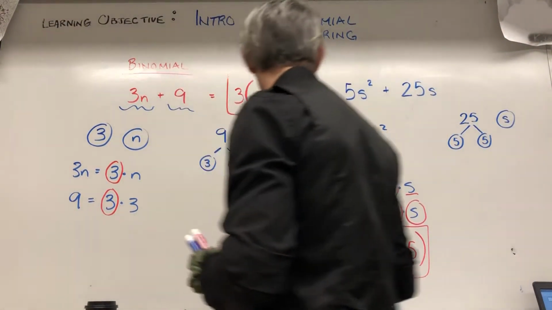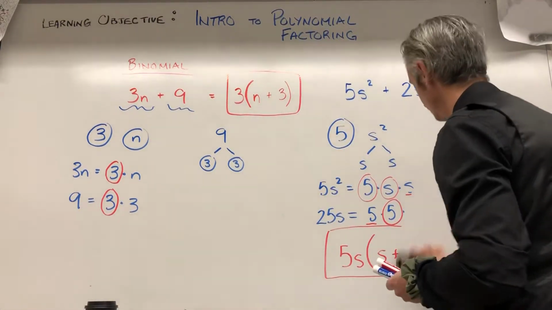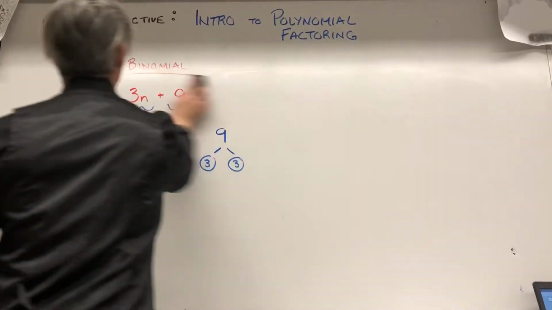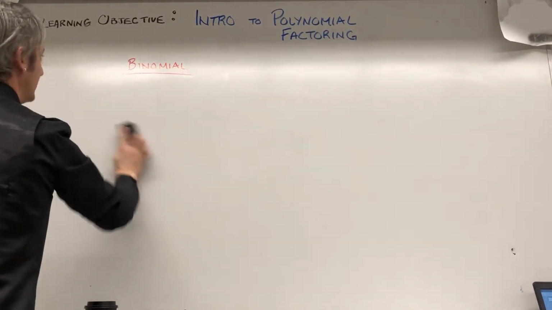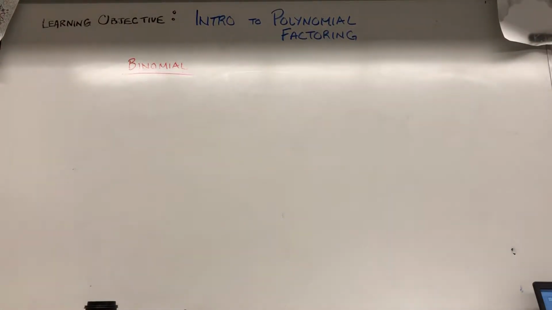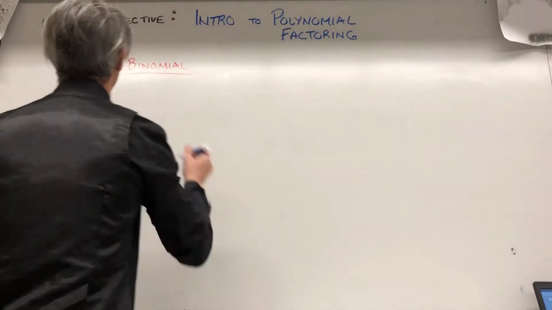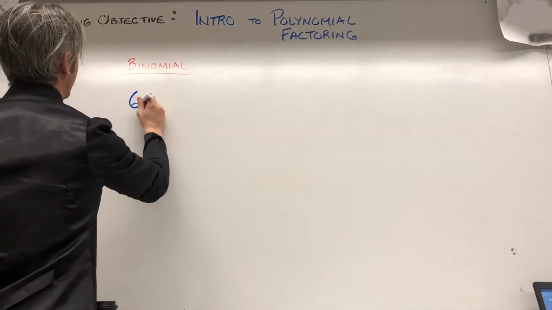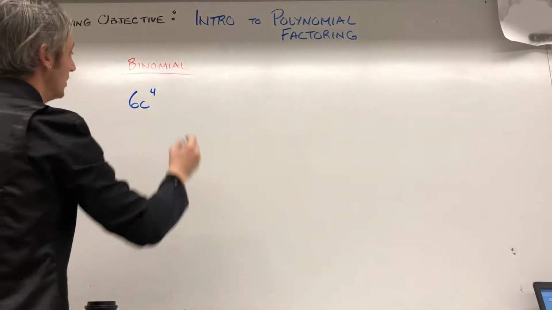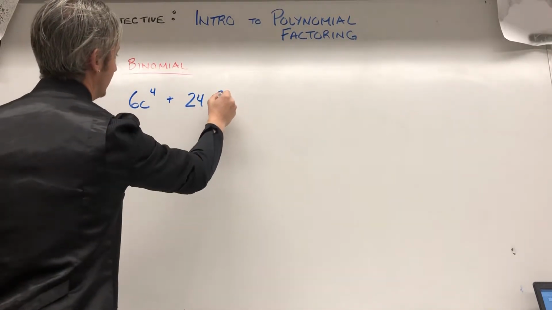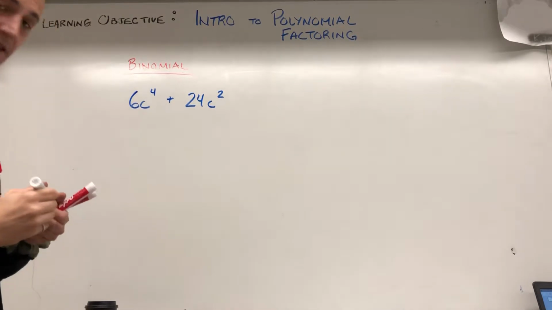Okay, let's do a couple more examples here. So we'll do one more binomial, and then we'll jump into a trinomial. Oh, I got a good one for you here. Okay, so let's try 6c to the power of 4 plus 24c squared. Okay, let's factor this.